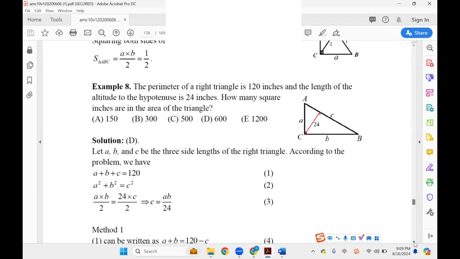Because this is a right triangle, the area would be, right, A multiplied by B divided by 2. The area can also be calculated by the altitude multiplied by the hypotenuse. So they would be the same, right? The area could be calculated this way, A multiplied by B divided by 2. It can also be calculated by multiplying the altitude by the hypotenuse. And from here, we can get to know AB is equal to 24 times C.